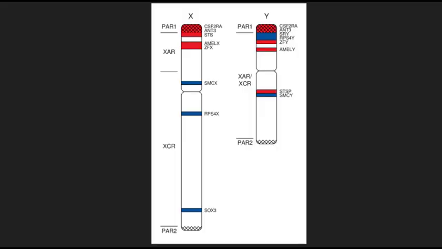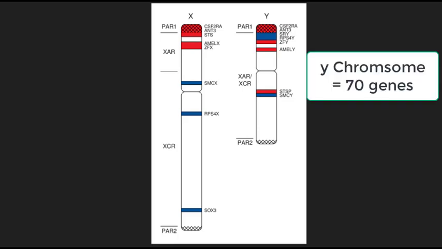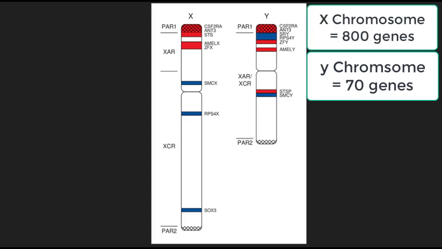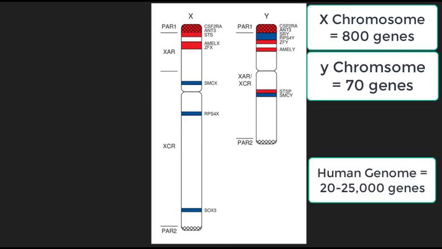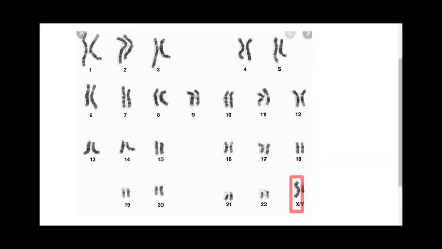Here's an actual image of the X and Y chromosome. The Y chromosome has 70 genes, and the X chromosome has about 800 genes. The entire human genome has 20 to 25,000 genes. So these two chromosomes do not have a lot of genes compared to other chromosomes. Here's an actual picture of the human genome. You can see there are 23 pairs of chromosomes, and marked in red there is the sex chromosome. As you can see, this chromosome 23 is a male because there's an X and a Y.